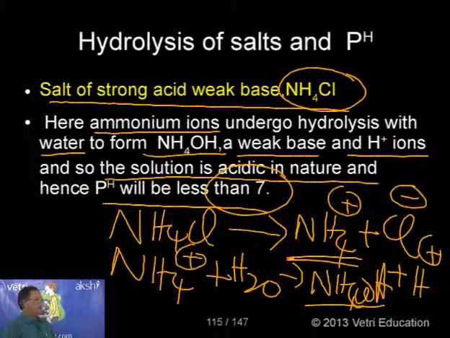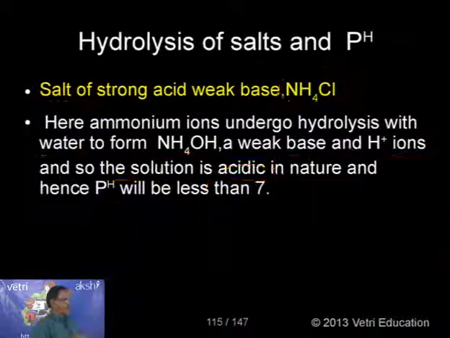Kindly follow. In the case of a salt of a strong acid and weak base, a specific example is ammonium chloride. Ammonium chloride will undergo hydrolysis to produce ammonium hydroxide and H plus. Ammonium hydroxide is a weak base, so its ionization is very less. So H plus will be more, so the resulting solution will be acidic, which means pH will be less than 7. This is the interesting information.